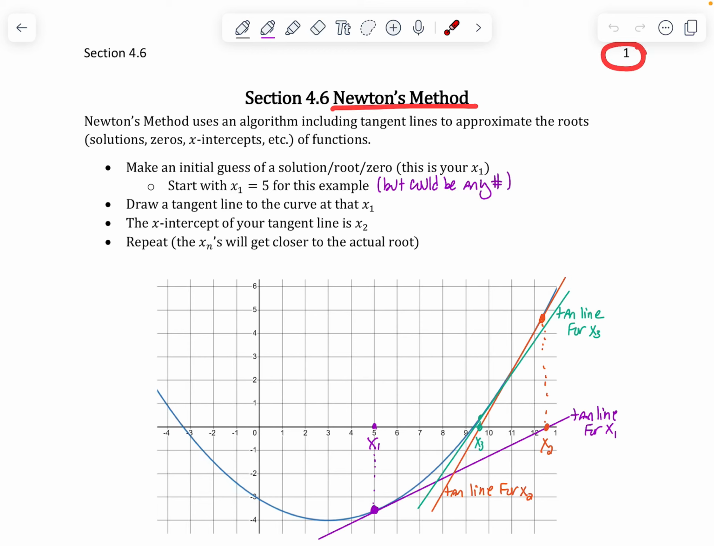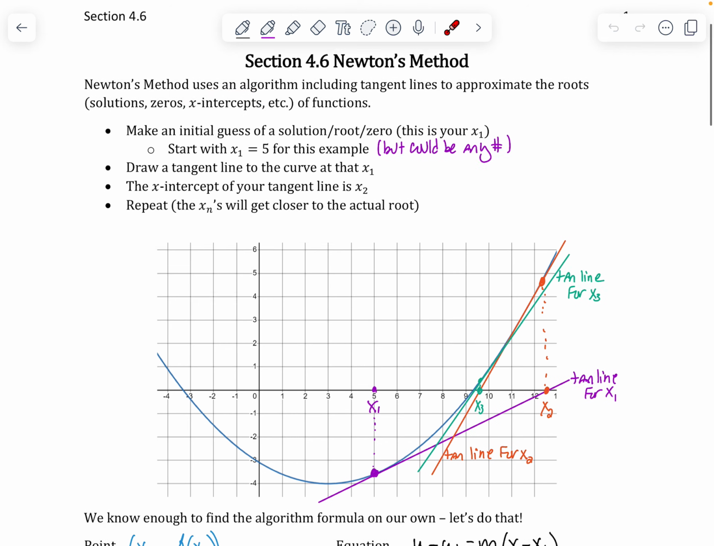Section 4.6 is Newton's method. Here is page 1. Newton's method is an algorithm that uses tangent lines to approximate the roots of a function. Remember, roots are sometimes referred to as solutions, the zeros, essentially the x-intercept of a function.